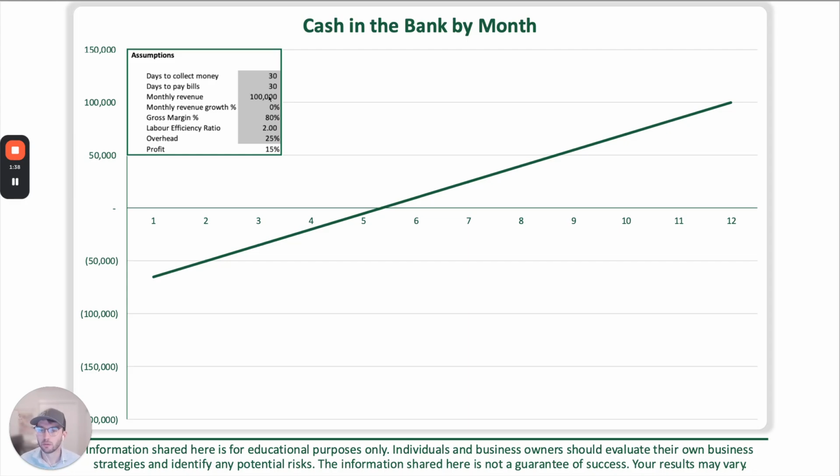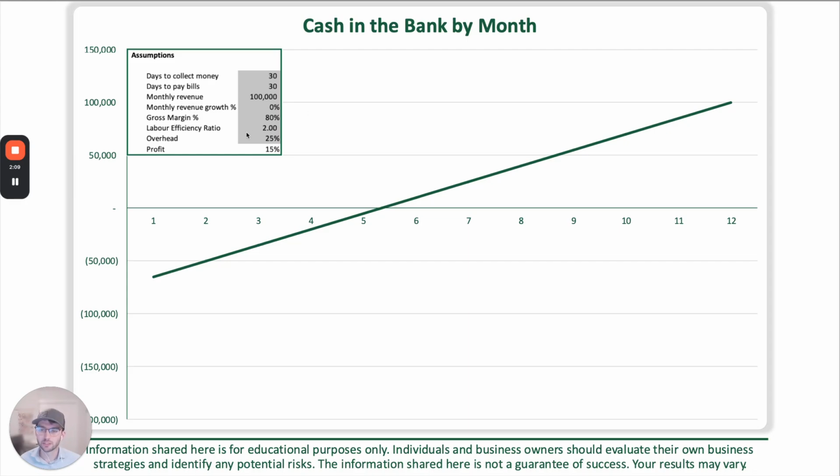And then monthly revenue, 100,000. So over the course of the year, the business would do 1.2 million. We have this monthly revenue growth percentage. So right now, assuming 0, just assuming $100,000 per month coming in the bank. And then gross margin, 80%. So that is going to be, you have 100,000 of revenue, and then you have 20,000 of costs going to suppliers, making it so that 80% is left over.